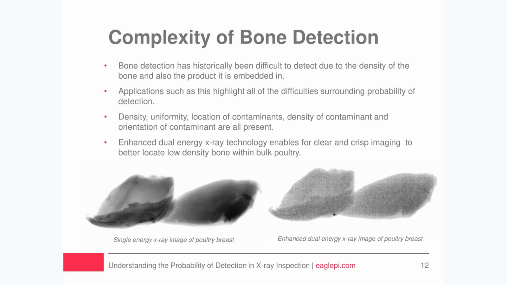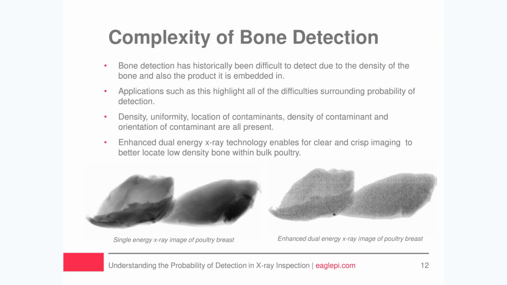Now, when you try to guarantee a probability of detection in an application such as this, how can you factor in all of those changes, all of those possibilities over the millions of different products that get passed through this machine? It's just not achievable to guarantee those 99% PODs or even 100% PODs. You cannot factor in all of those issues.